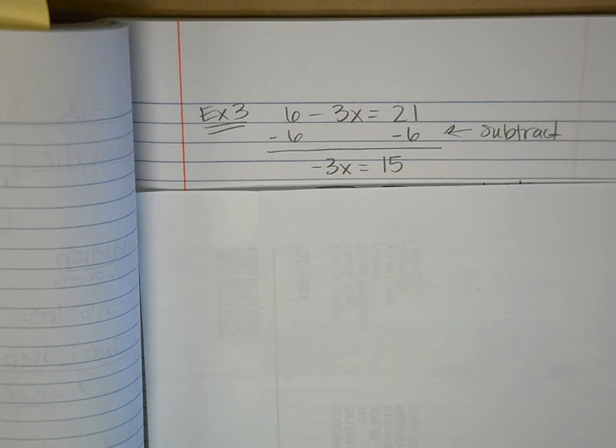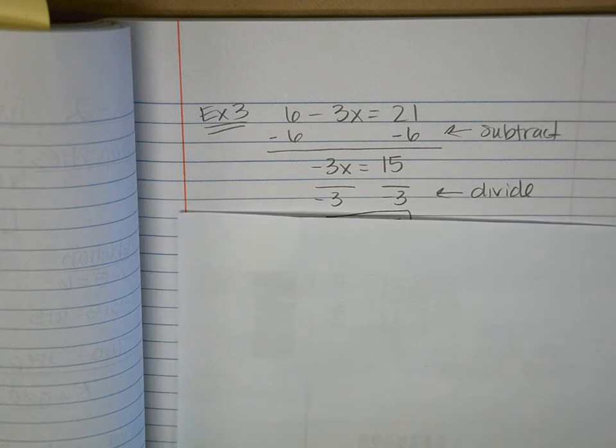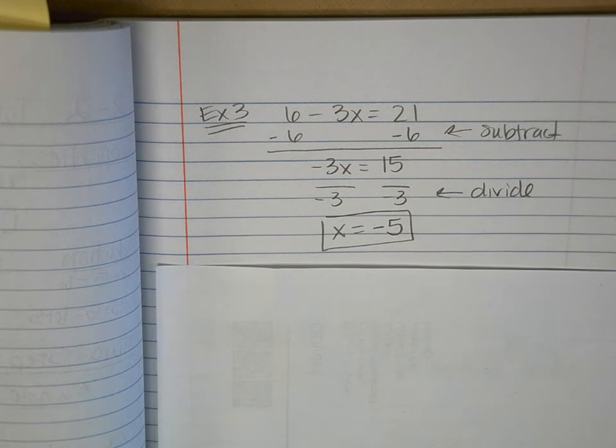Now what do I do? Divide by what? 3. Okay? So now I should get negative 5. Can I plug this back in and check? You bet. I should. What's negative 5 times negative 3? Positive 15. 6 plus 15 is 21. So you can always go back and check. Any questions on that one?